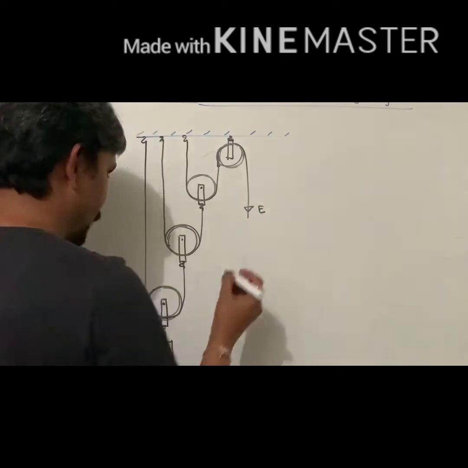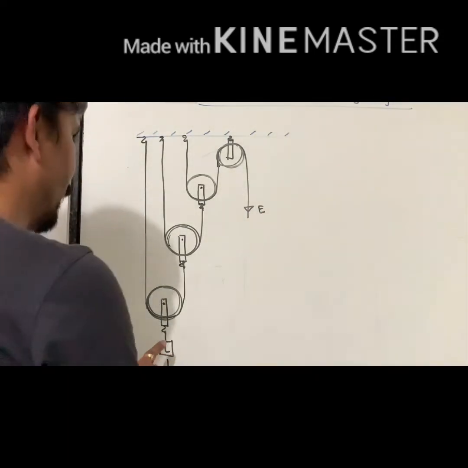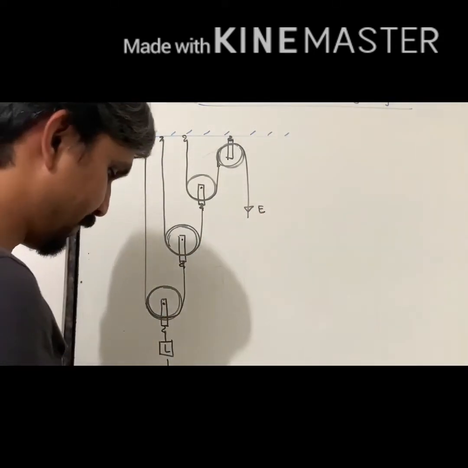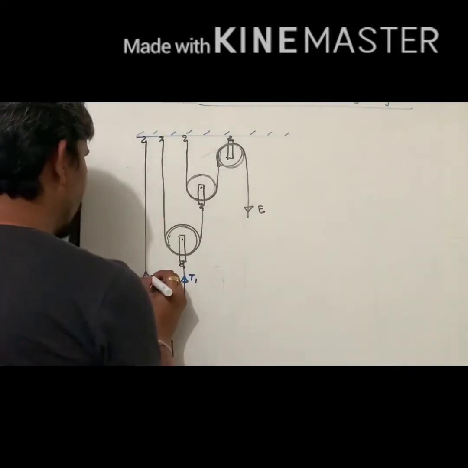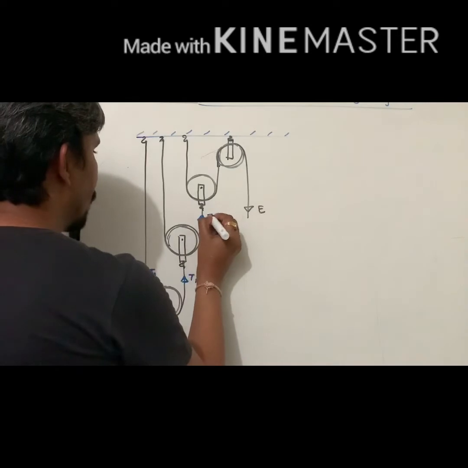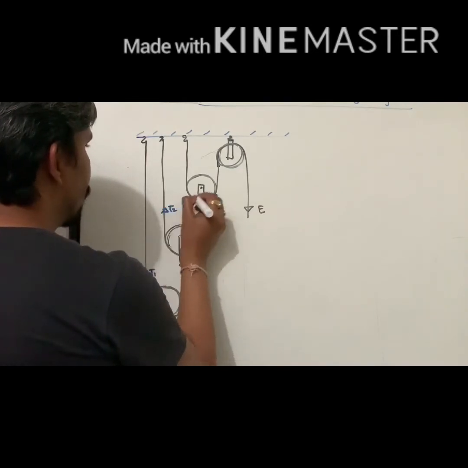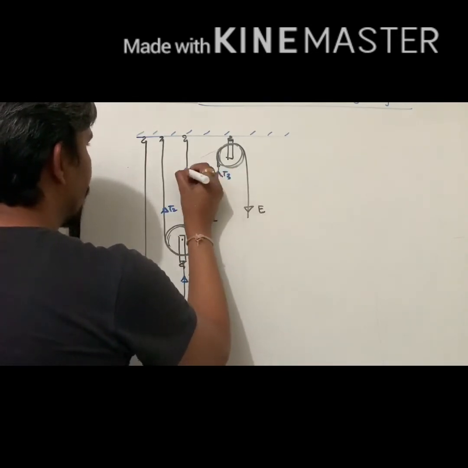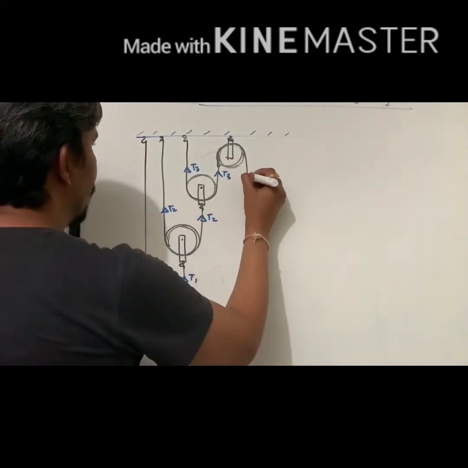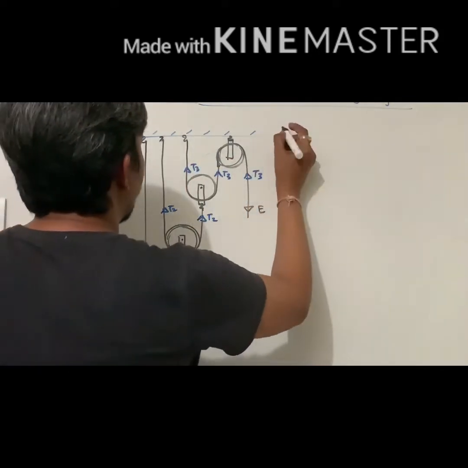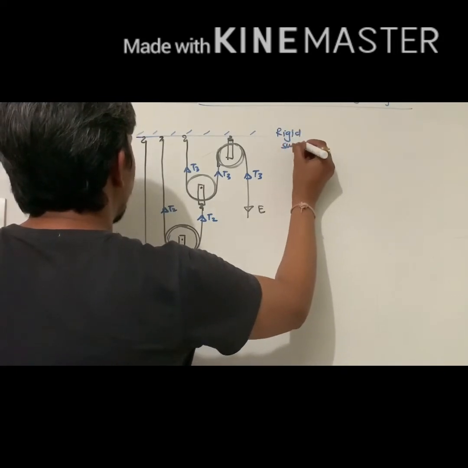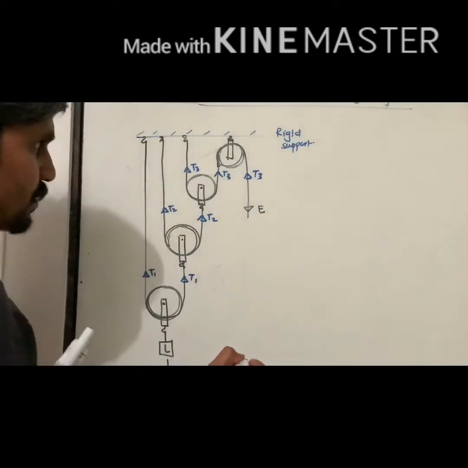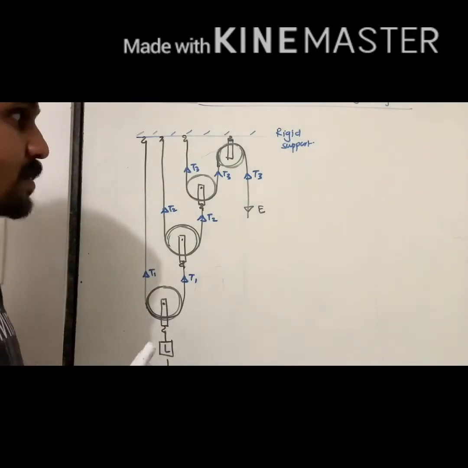This is your effort, right? Only load and effort will be downward, otherwise all will be upward. Here I have written this is T1, here also T1, this is your T2, this is T2, T3, and this is T3, here also T3. Just write here rigid support, and you will get 2 to 3 marks for this diagram, right? This is the second.